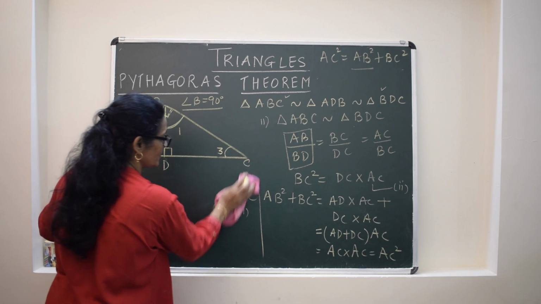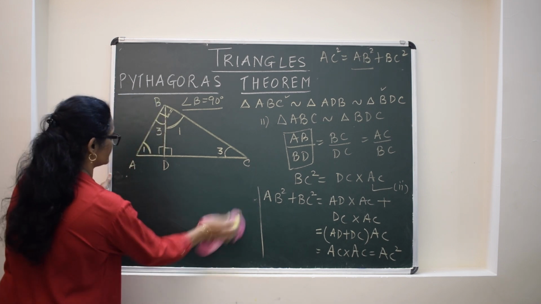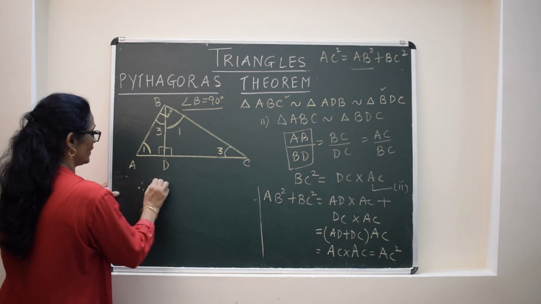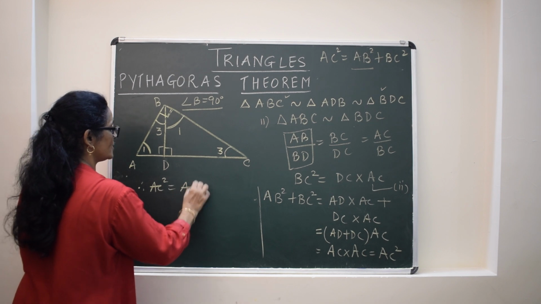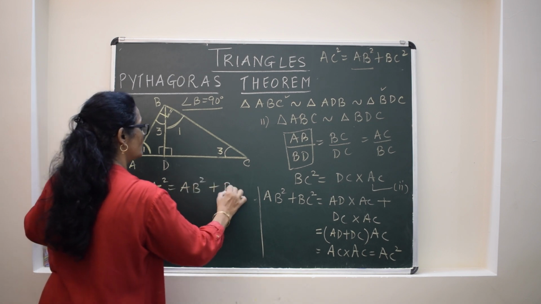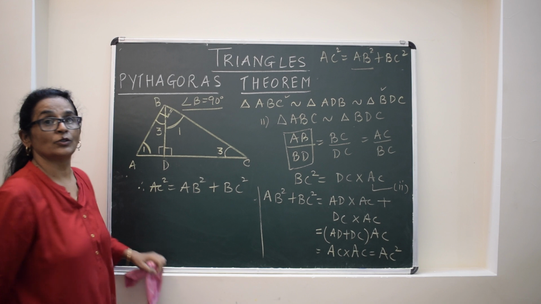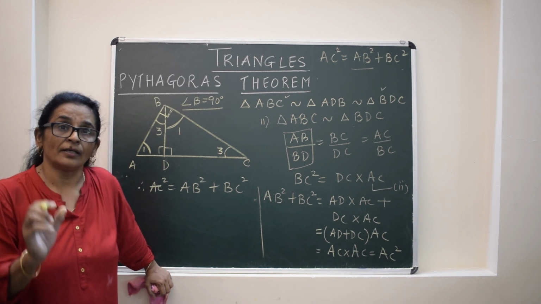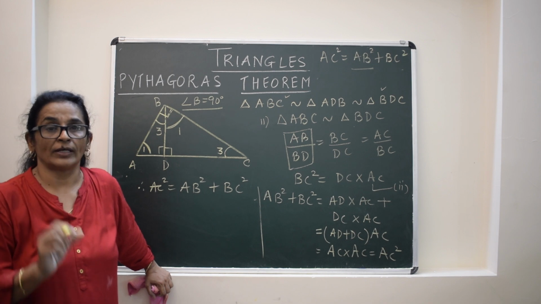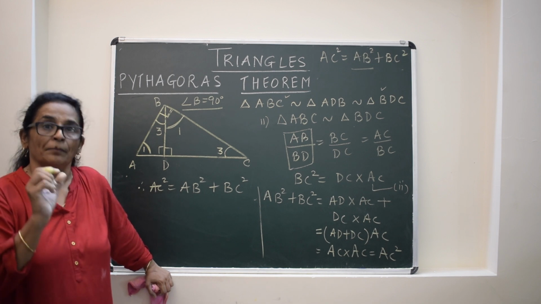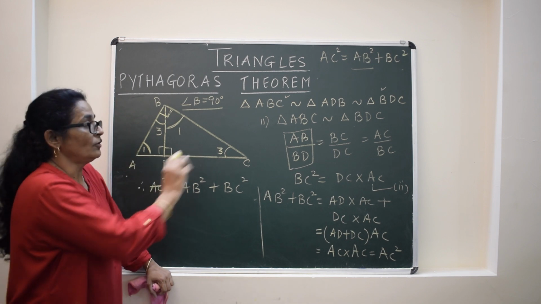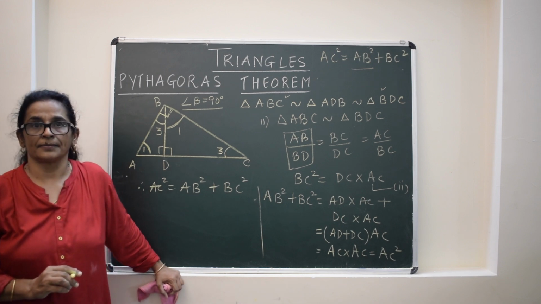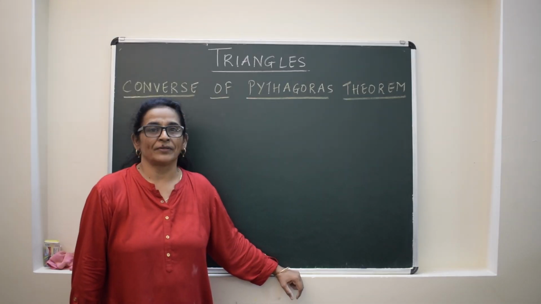Or we can say, therefore, the square of hypotenuse is equal to the sum of squares of the two sides. And this is the Pythagoras theorem. But what have we done? We have taken help of similar triangles. So we have proved the Pythagoras theorem by using the results of similar triangles. Now we'll discuss converse of Pythagoras theorem.